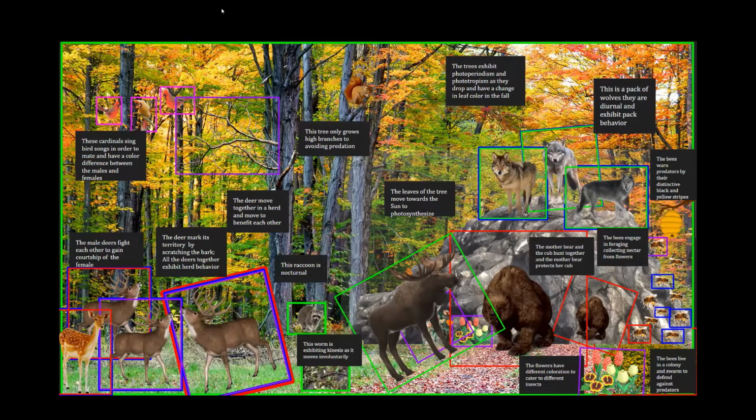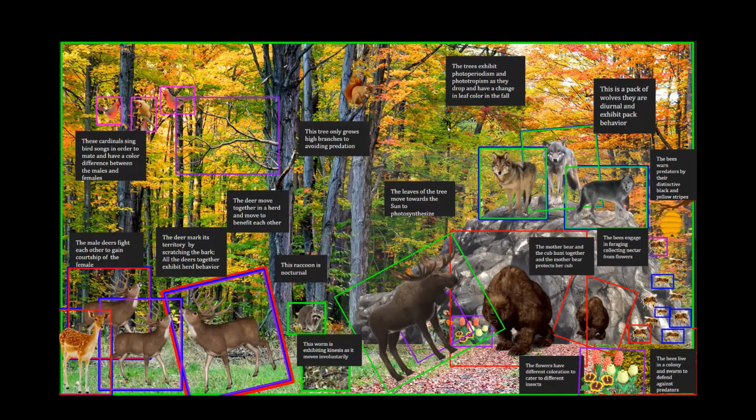Okay, so the trees demonstrate phototropism because they grow at an angle, and you can see there's an open patch of sky, and the trees are growing at an angle to try and reach that patch of sky and get as much sunlight as they can. And that demonstrates positive phototropism as they grow towards light.